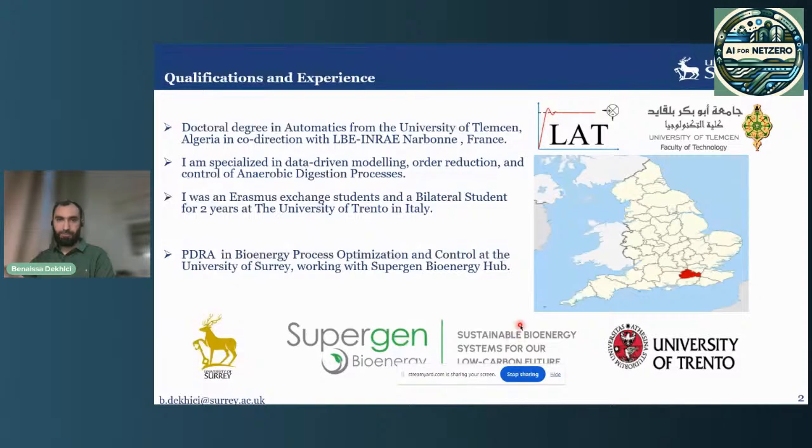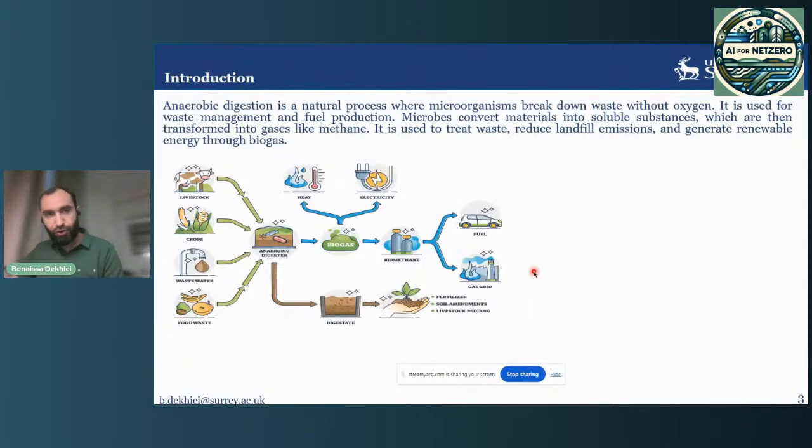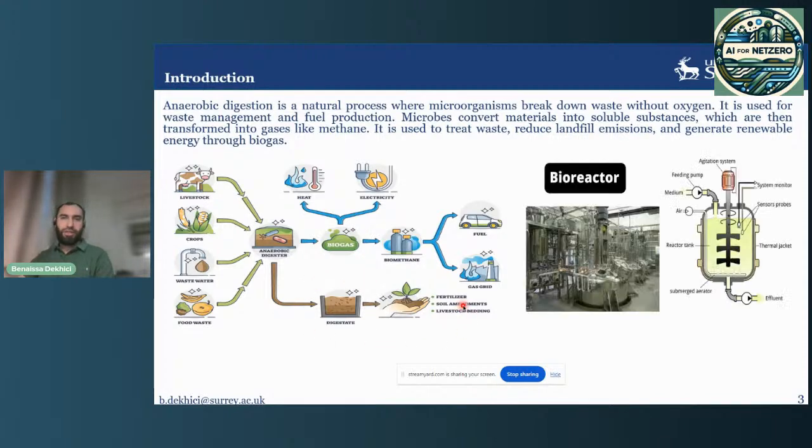As you can see here, I'm working with the Supergen Bioenergy Hub, which is a hub that works on digitalization of bioenergy in general. So I will give you a brief introduction about what anaerobic digestion is and why we are working on this kind of technology. Anaerobic digestion is basically a natural process where microorganisms break down materials without the presence of oxygen and produce some really valuable products like biogas, which is considered renewable energy, and also digestate that can be used as fertilizer. So in the industry, people try to understand this dynamical behavior, and they put these materials in some bioreactors in order to understand the underlying dynamics of the anaerobic digestion process.